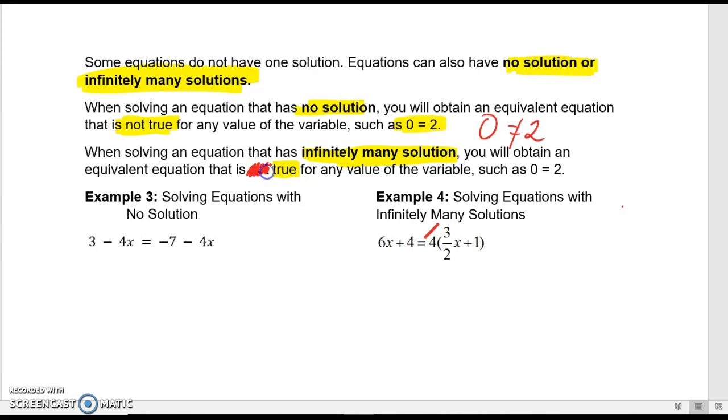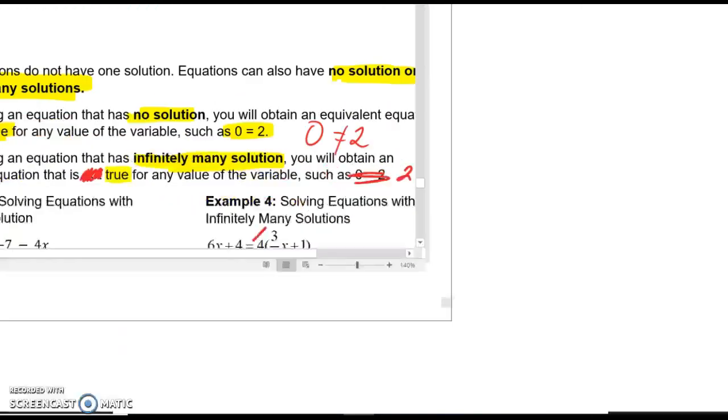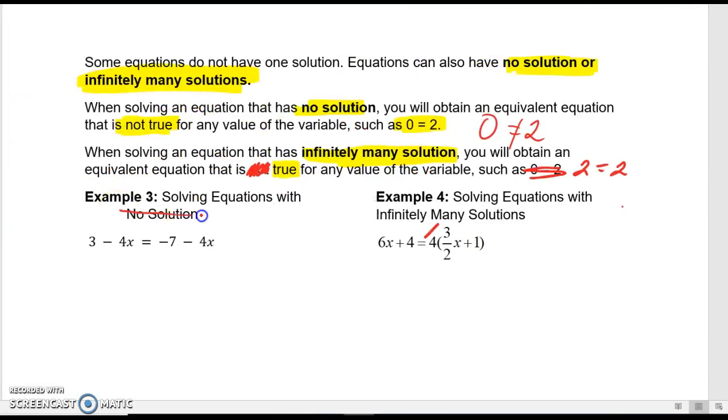We want to scratch out the word not because it should be true, and this is also incorrect. It's going to create a statement something like 2 equals 2, where both sides of the equation are exactly the same. Okay, so we have 2 examples to look at. The first one is a no solution. So let's take a look at that.